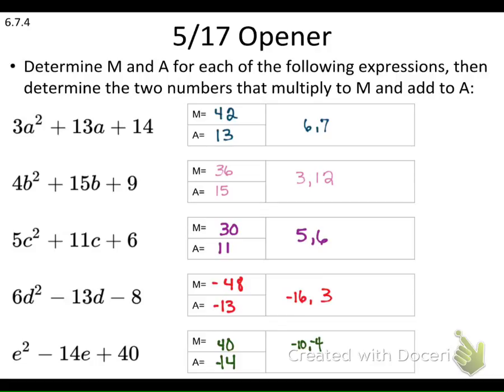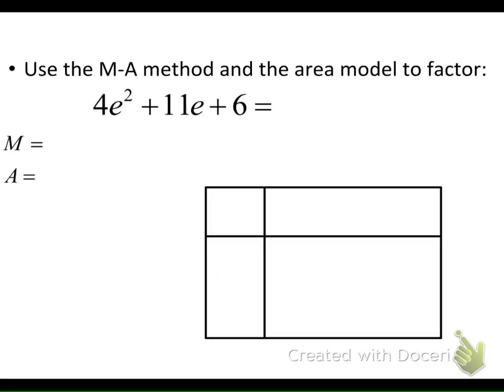So beginning of each triad, we start with something more basic. And then we add and add and add upon that skill until we get to our final skill. This here is our final skill. Use the MA method and the area model to factor. Now this is one of our easier final skills because I didn't throw negatives in there. So we're going to use the MA method and then we're going to factor it.